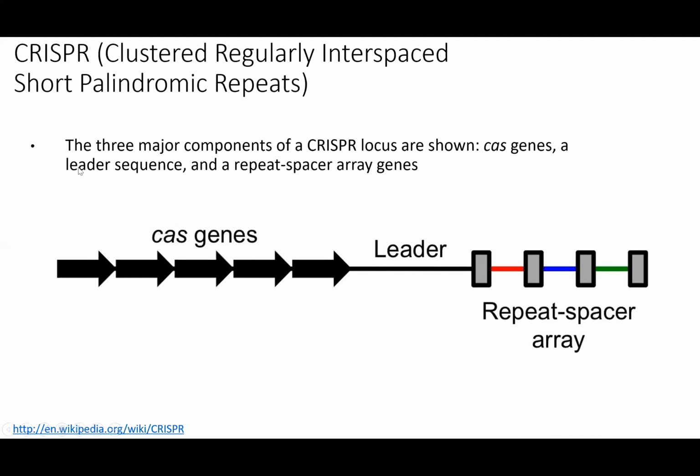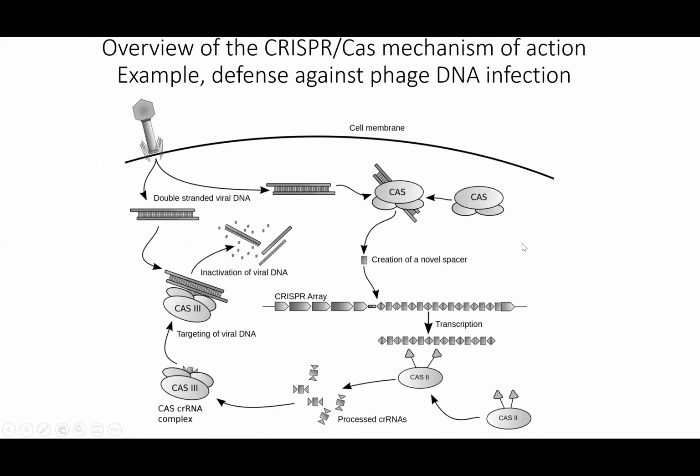And so CRISPR has three major components. They have the Cas genes, they have the leader sequence, and the repeat spacer array sequences. And the idea being how this all works, we have a phage infecting our bacteria or archaea. It injects its DNA. What normally happens, if you remember, is the phage's genome will incorporate into the bacterial genome, become a prophage, and then reprogram the bacteria to make more phages. What ends up happening in our CRISPR-Cas9 system is the double-stranded viral DNA is bound by these Cas proteins, and what it does is create a novel spacer.